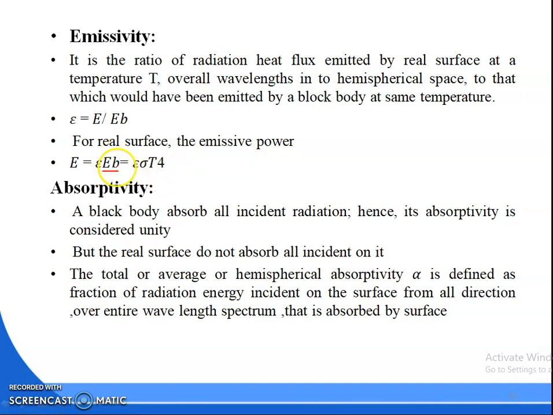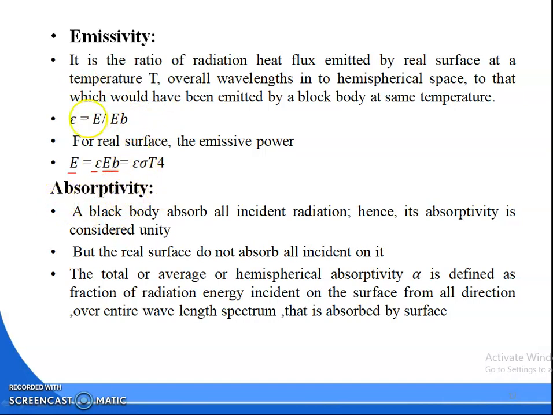Emissive power of a black body is E_b = sigma T to the power 4. What is emissivity, epsilon? That is the ability of a material to radiate heat. So, the radiation heat flux emitted by the real surface, E, is equal to epsilon times E_b. What is E_b? That is sigma T to the power 4. That is emissivity: real surface relative to black body.